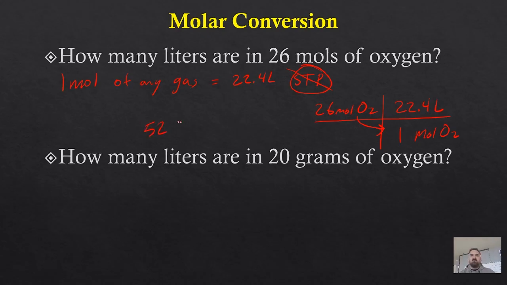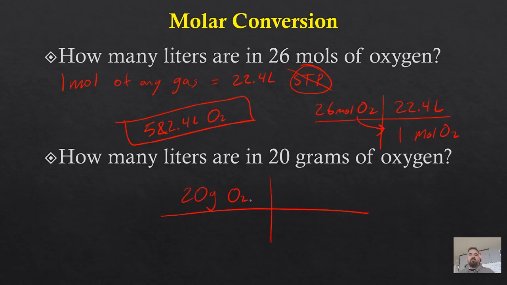582.4 liters of oxygen gas. Go ahead, solve the next one. You're going to be using the same equality. All right, let's go ahead and solve this one. So what's our given information here?